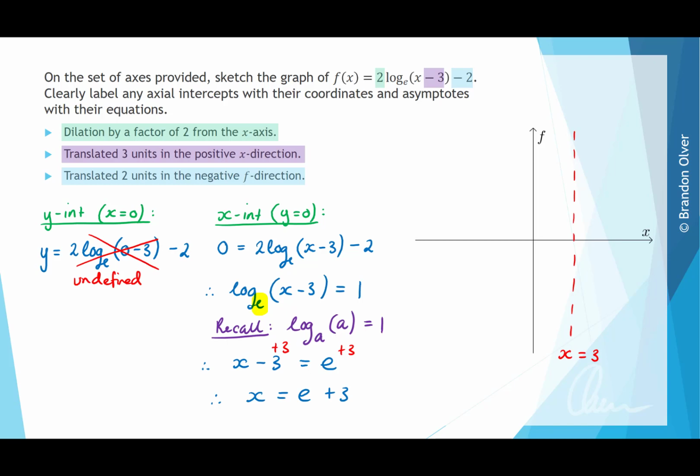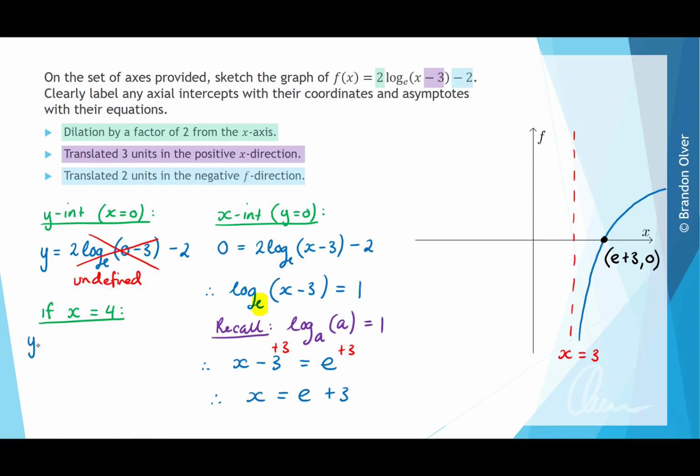So now that we've got all this information, we can go about sketching our graph. So our graph is going to look something like this, where our x-intercept we found before at (e plus 3, 0). Finally, because there's not a second axial intercept for this graph, it's good practice to put a second point on the graph. So we're going to consider the case if x is equal to 4. So that's just a value that's inside our domain for this graph.